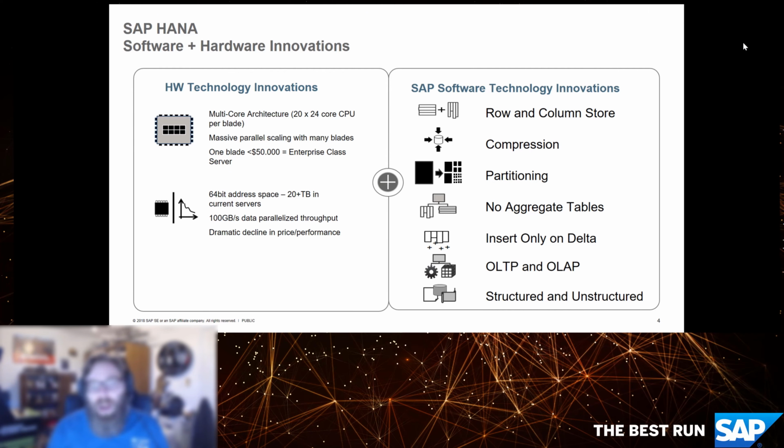The 64-bit address space, 20 terabytes or more of memory in a single server, and the ability to have multiple servers in a single HANA instance. 100 gigabytes per second throughput on data parallelization, and that's a conservative number. There are higher throughputs that are available as well.